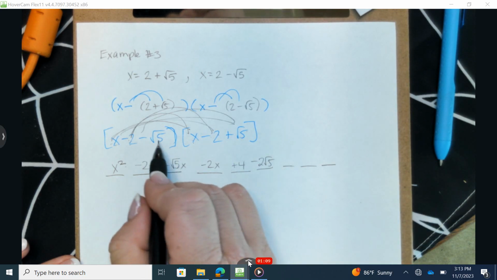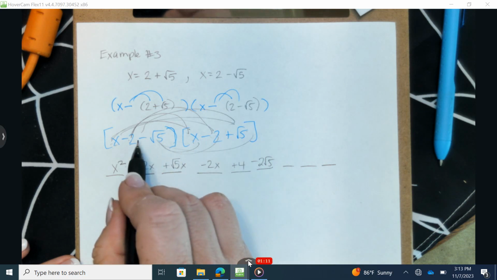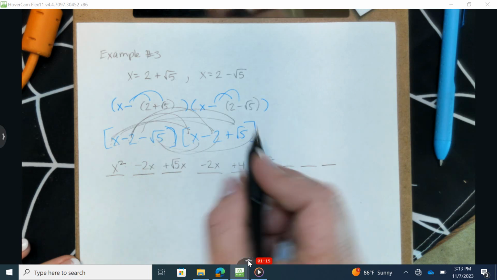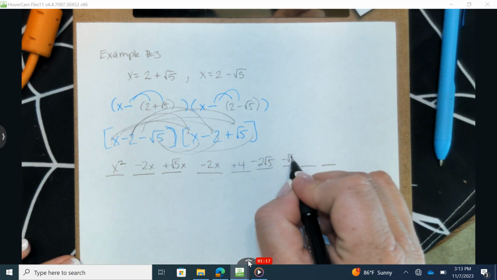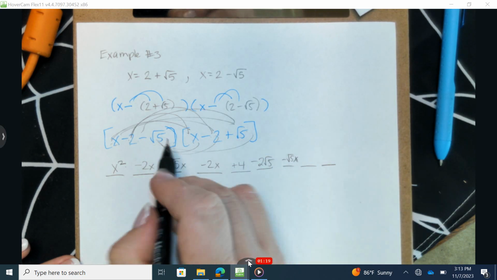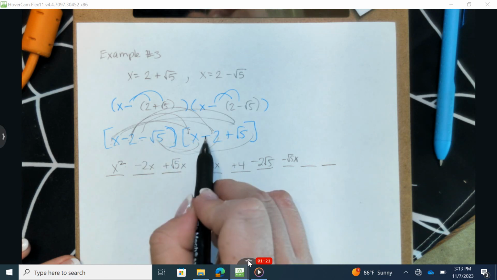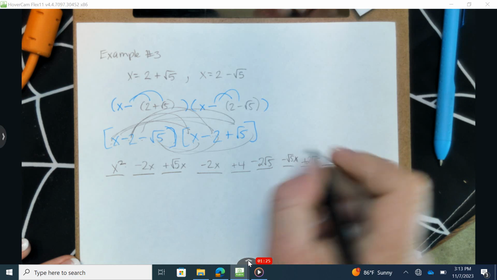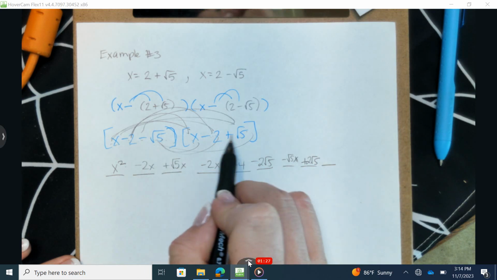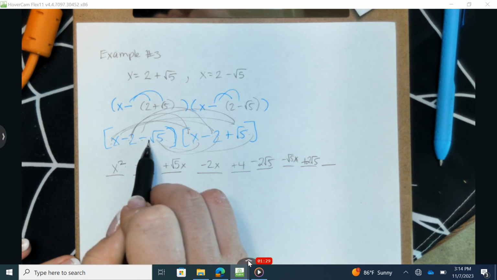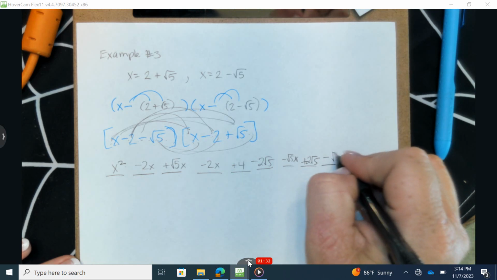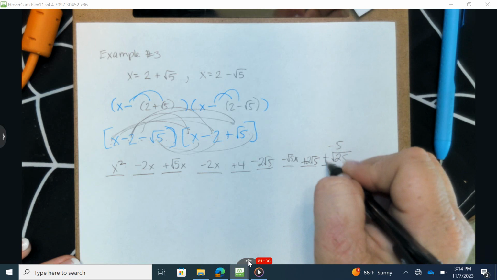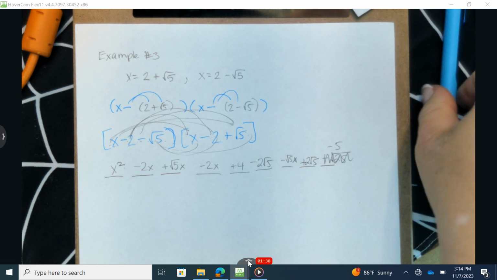Now I'm going to distribute negative radical 5. So negative radical 5 times x, negative radical 5 times negative 2 is a positive. Negative radical 5 times positive radical 5. Well, they're different signs, so it's negative. The square root of 5 times the square root of 5 is the square root of 25, which simplifies simply to negative 5.